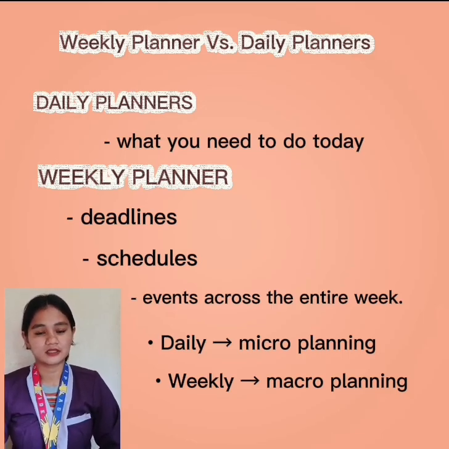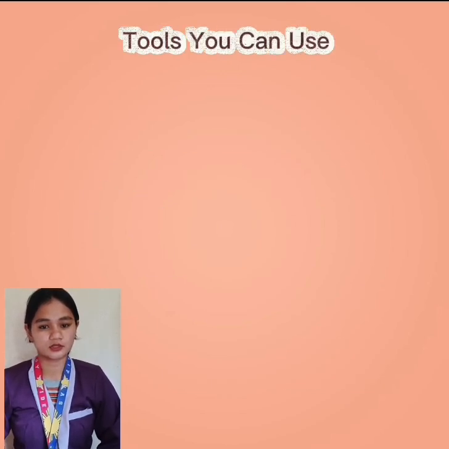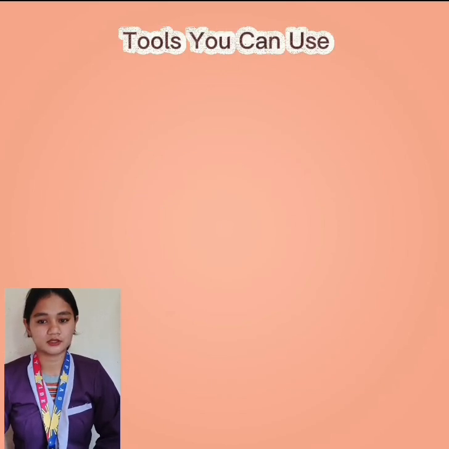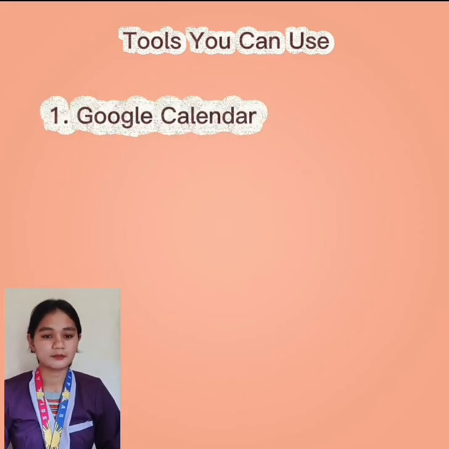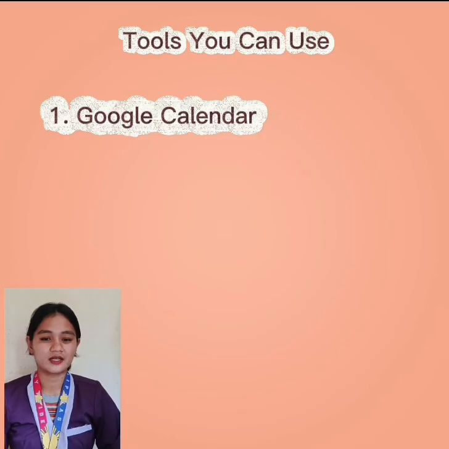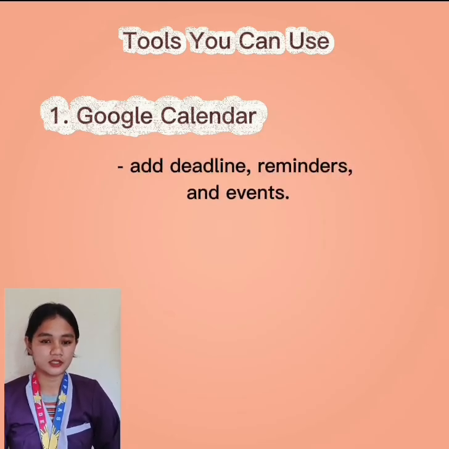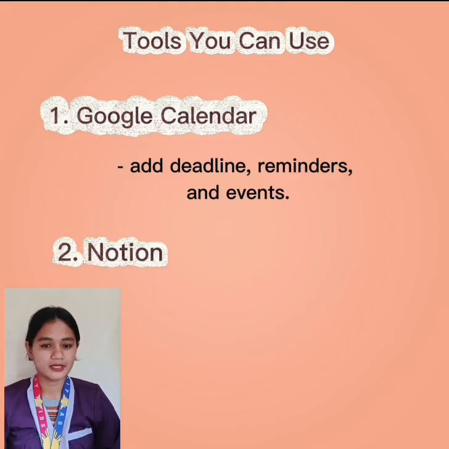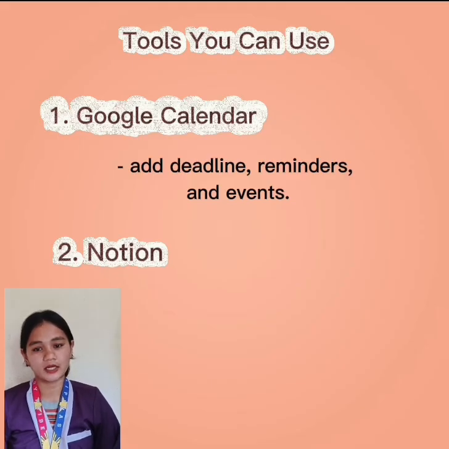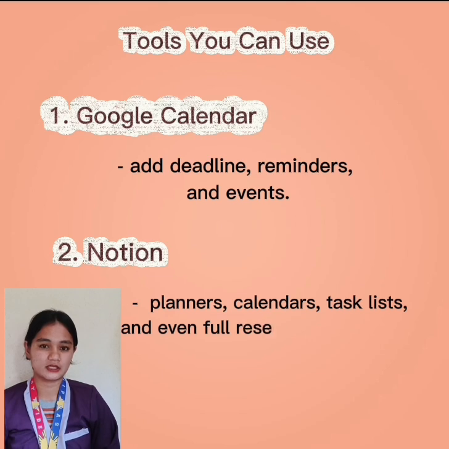And the third one is tools you can use. You can use digital tools or a traditional notebook. What matters is consistency. First is Google Calendar. A simple digital calendar where you can add deadlines, reminders, and events. Great for students and professionals because it sends notifications. And the second is Notion. A customizable workspace. You can create planners, calendars, task lists, and even full research dashboards.